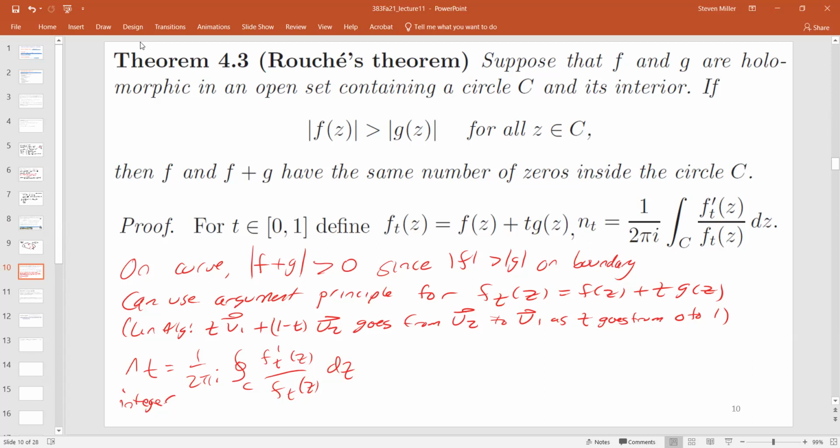Now, this is a function of t. If you want, I can write this as N of t to emphasize that it is a function of t. What do you think we want to prove about this function? So it's continuous. If it's continuous, then N of 0 equals N of 1, and we're done. Because if it's continuous, the only continuous function that's integer valued is constant. No other continuous integer valued functions exist. So then why is this continuous?